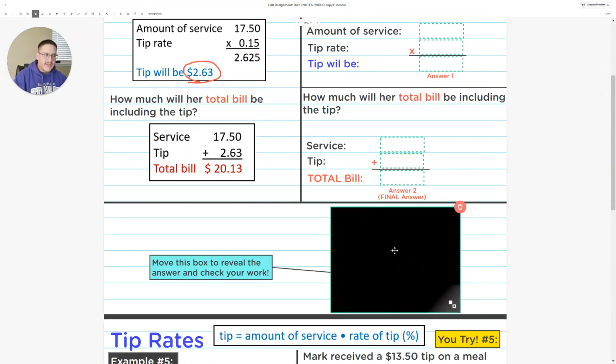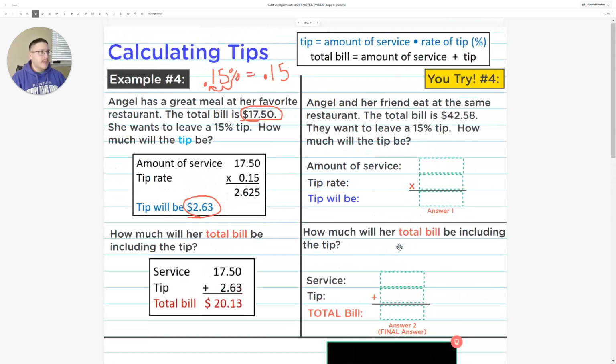If you're doing this on ClassKick, scroll down and look behind this box to check your answers and check your work, see if you're doing everything correctly. So at this time, I would like for y'all to pause the video, try this problem on your own, see if you can figure it out. Otherwise, I'm going to continue on, show y'all how to do this.